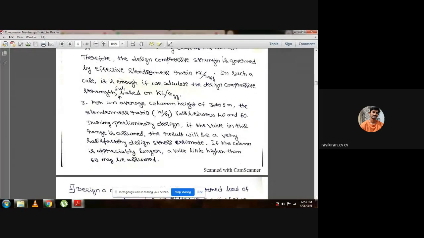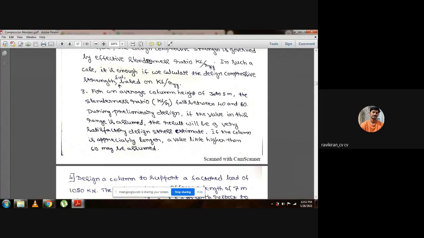For an average column height of 3 to 5 meter, the slenderness ratio, that is KL by R, falls between 40 and 60. This is very important because sometimes sections will not be provided in the question. At that moment, we should be in a position to assume these values based on the problem or height of the column. So during preliminary design, this is the value we should assume.